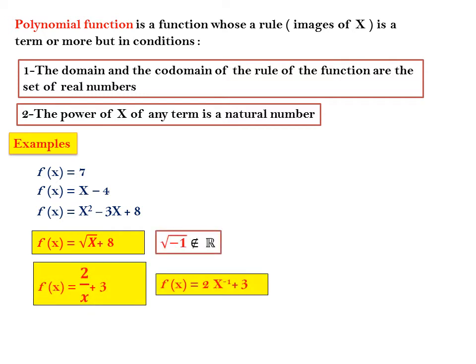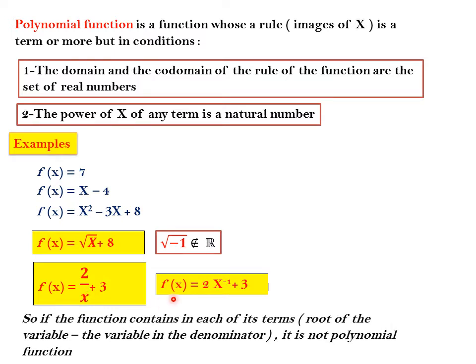Another example. f of x equals 2 over x plus 3. The power of the variable x in the denominator is 1. But if we convert it to the numerator, we will change it to x power negative 1. Now, the second condition isn't satisfied.